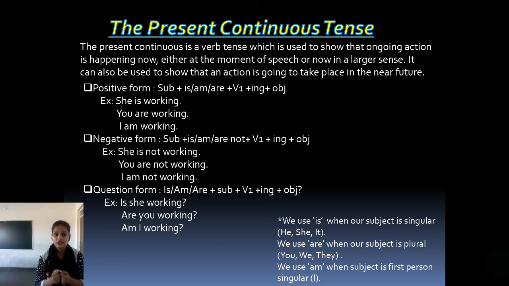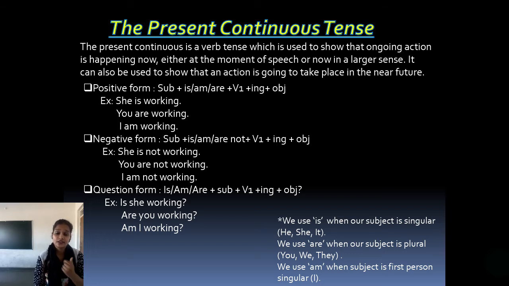Then the negative form, how we construct a negative sentence: subject plus is not plus verb first form plus ing plus object. Like subject, what we are talking about in the sentence, plus auxiliary is, we use not when we form the negative sentence, and plus ing with verb first form plus object, the rest of the sentence. Example: she is not working. We use is with she because it is singular, and also use not because we are forming a negative sentence, verb first form plus ing, working.